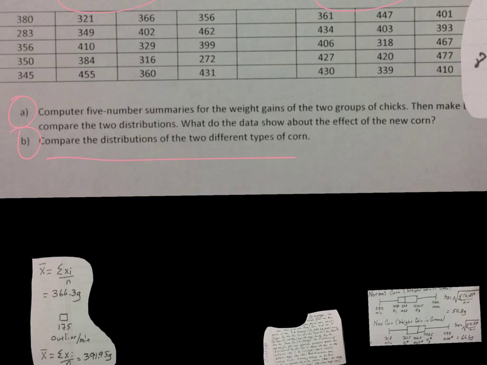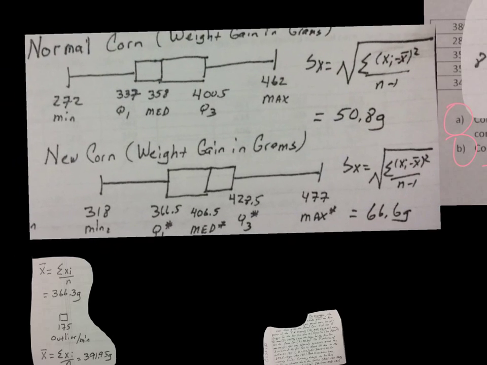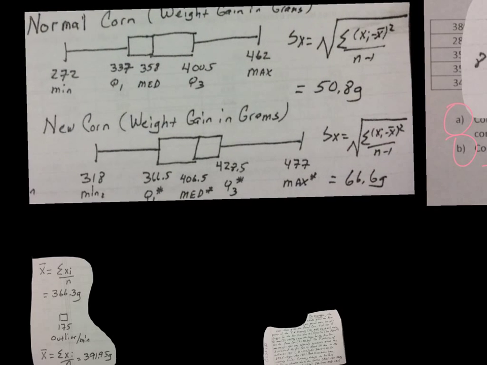We don't need that anymore. Now, what I do want to know, or watch, is this. I created a box and whisker for each one. This is my normal corn. This is my new corn.